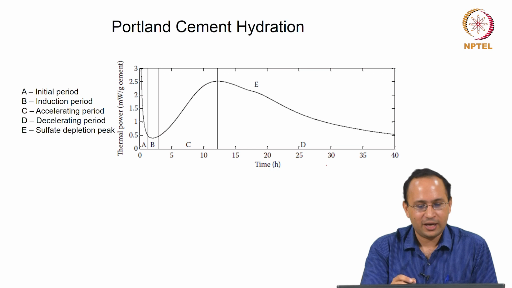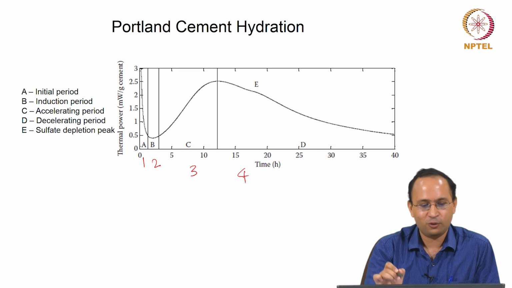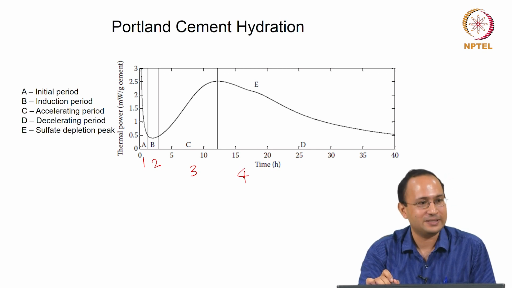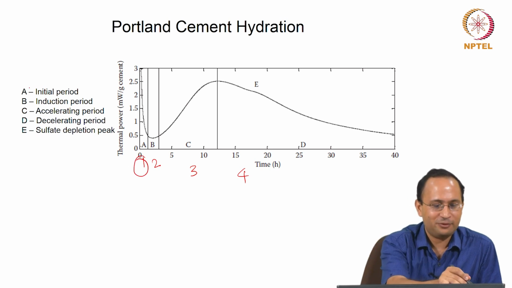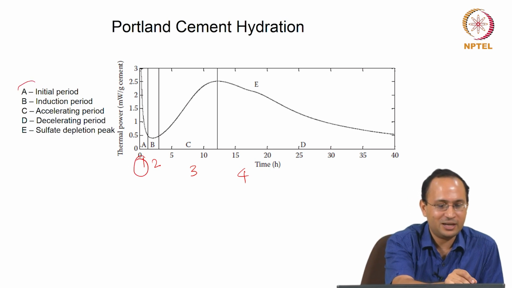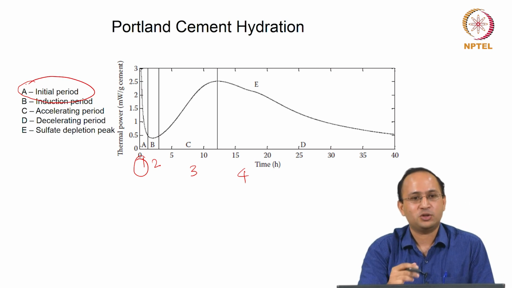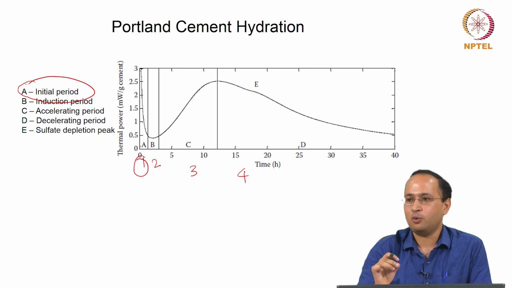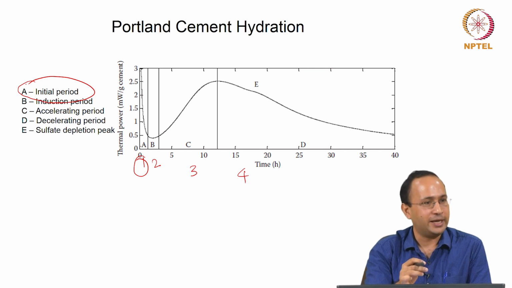So what do you see? You see there are 1, 2, 3, 4 different stages, right. So 1, or here, is the initial period, basically A. It is called heat of dissolution. So you have this cement and you are dissolving it in water. So basically it is nothing but heat of wetting and maybe some formation of products.